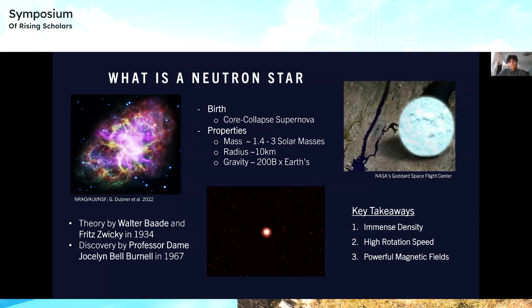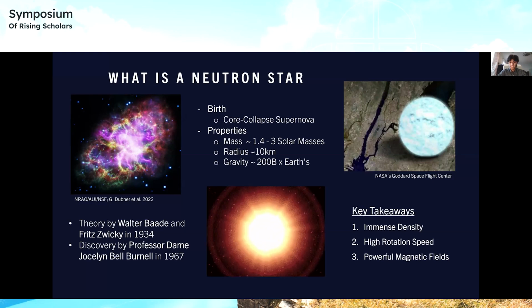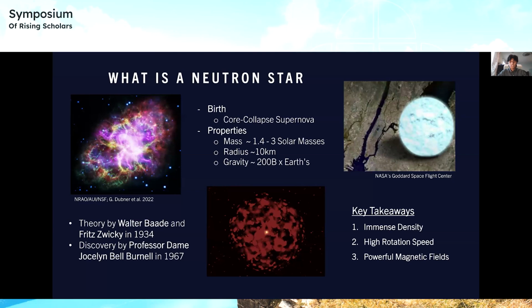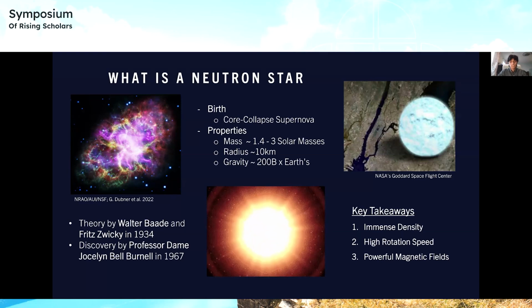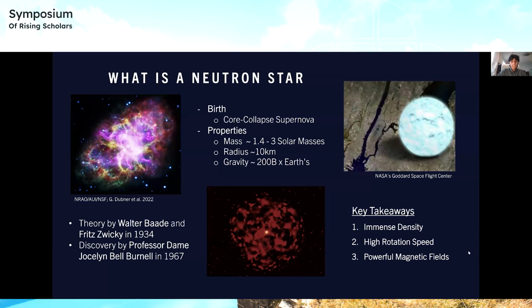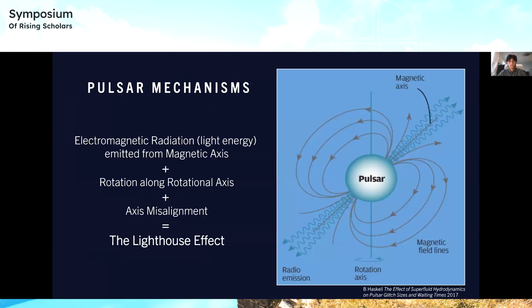And the key takeaways from this is that one, it has immense density because it's so small and so massive. And two, because of the conservation of angular momentum, you end up with an object that has extremely high rotation speed, which means these pulsars can rotate from 100 to even 700 times a second, which is insane. And the third key takeaway is that it has extremely powerful magnetic fields, which is going to be important when you're talking about what makes a pulsar pulse.